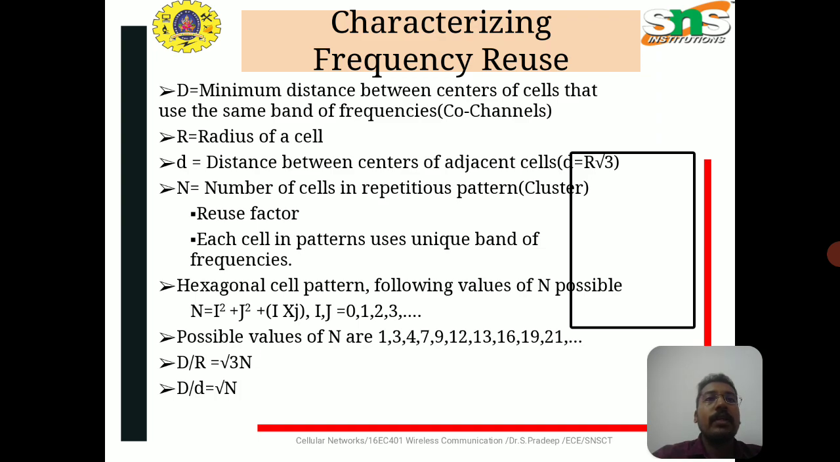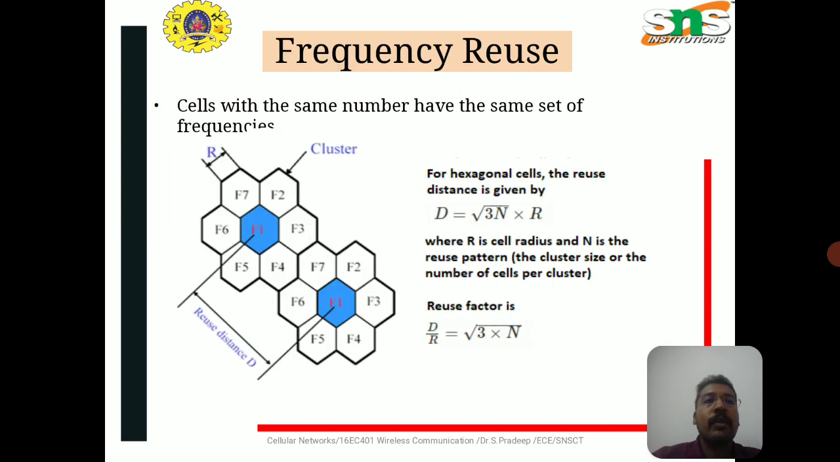Characterizing frequency reuse: the minimum distance between centers of cells that use the same band of frequencies is given by D. R is the radius of a cell and small d is the distance between centers of adjacent cells, that is d equals R root 3. N is the number of cells in a repetitive pattern, or cluster. For a hexagon cell pattern, the possible values of N are N equals i square plus j square plus i times j, where i, j equal 0, 1, 2, 3, etc. D by R equals root 3 N, D by small d equals root N. Cells with the same number have the same set of frequencies.